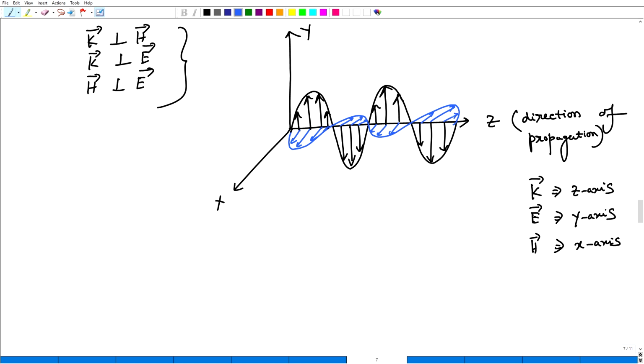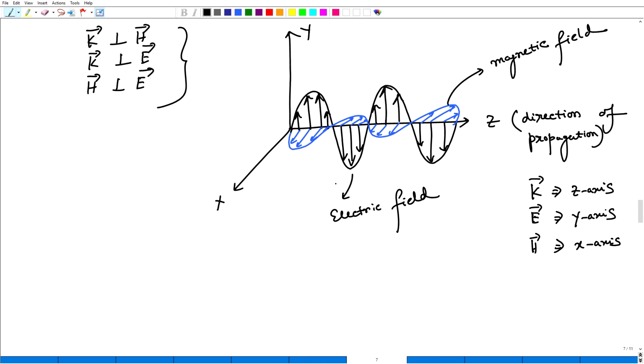This is the magnetic field. So, this is the structure of electromagnetic waves. This is the electric field and this is the magnetic field. We can see here both electric and magnetic fields are oscillating fields.